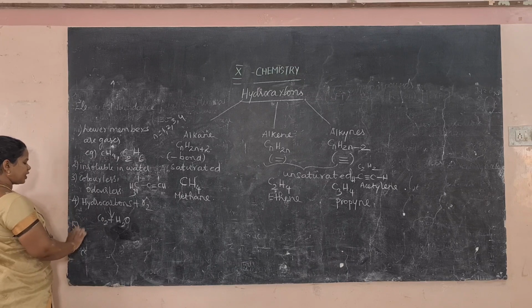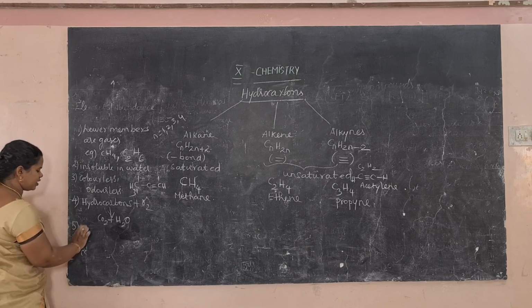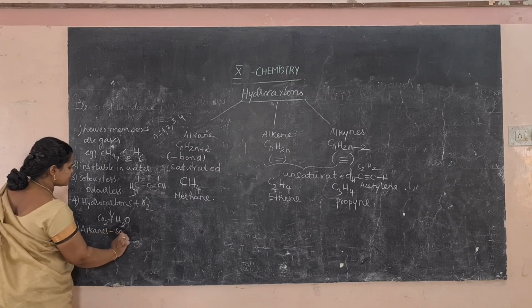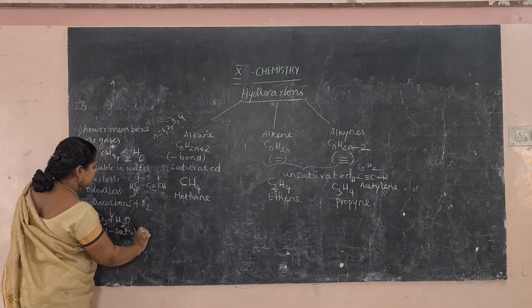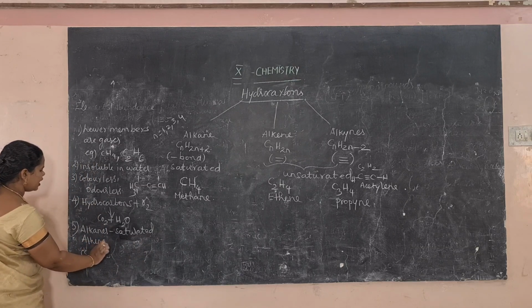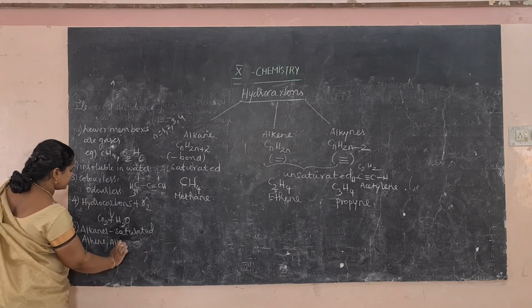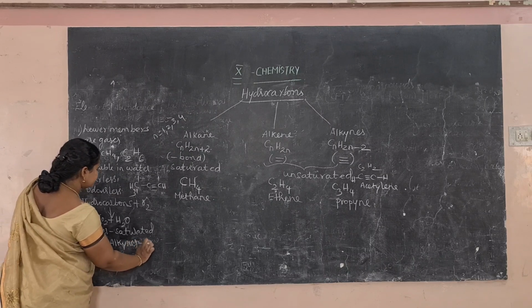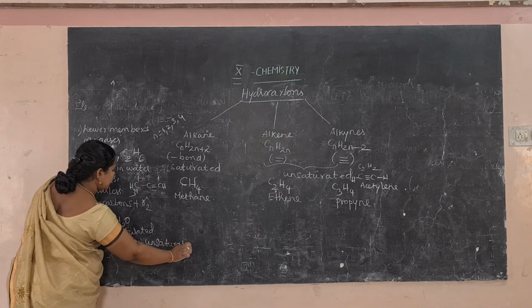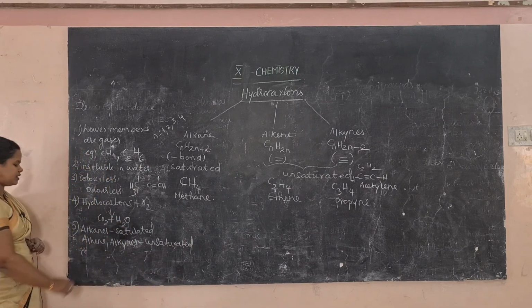Then alkanes are saturated and alkenes and alkynes are unsaturated.